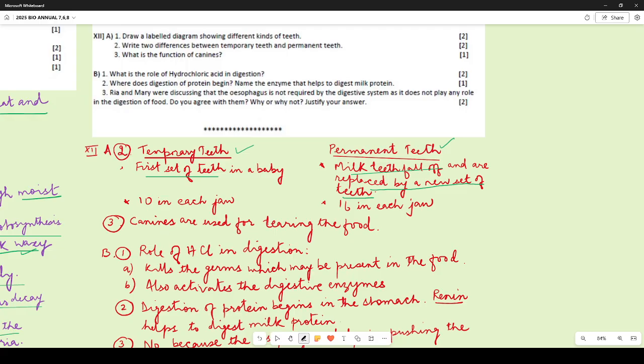How many are there? Temporary teeth are 20 in total, so 10 in each jaw, whereas permanent teeth are 32 in number, so they are 16 in each jaw.